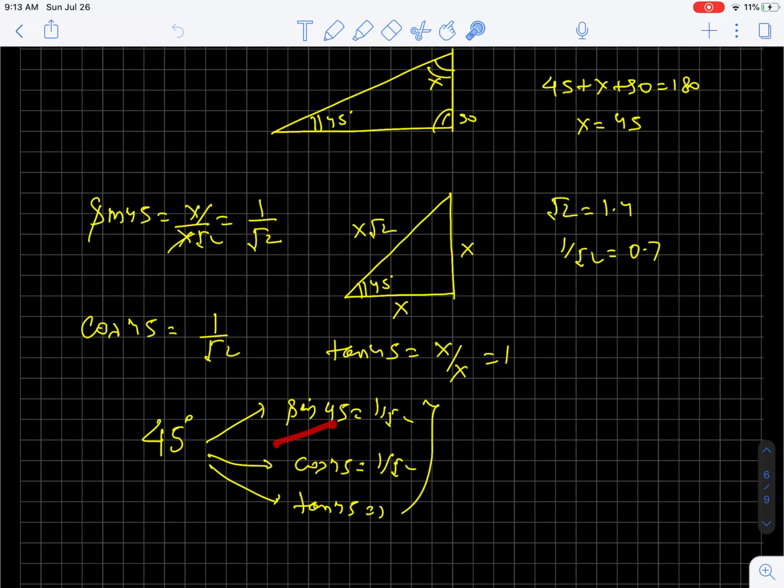Then in case of 45 degrees, sin ratio is 1 by root 2, cos ratio is 1 by root 2, and tan 45 is equal to 1. For your help, remember this point: root 2 is approximately 1.4 and 1 by root 2 you can write as 0.7.